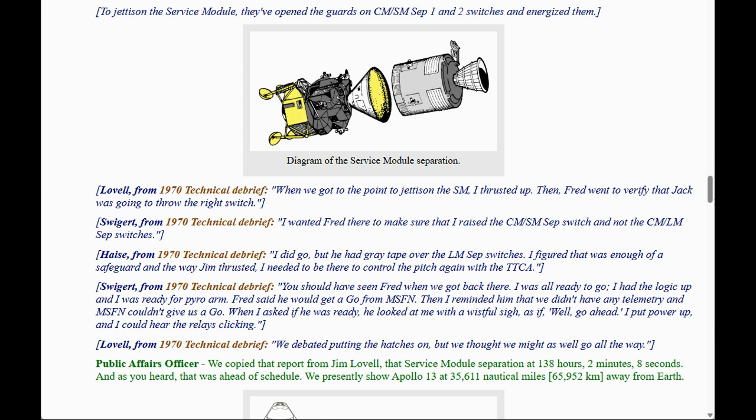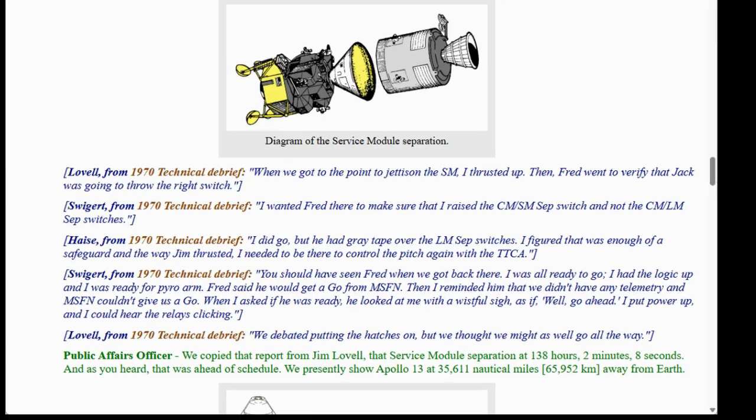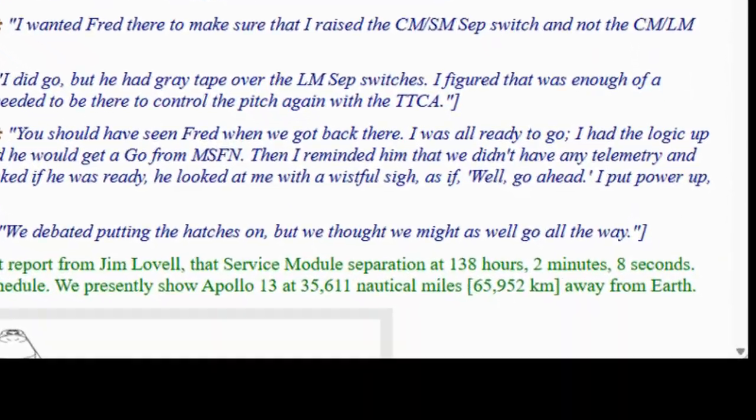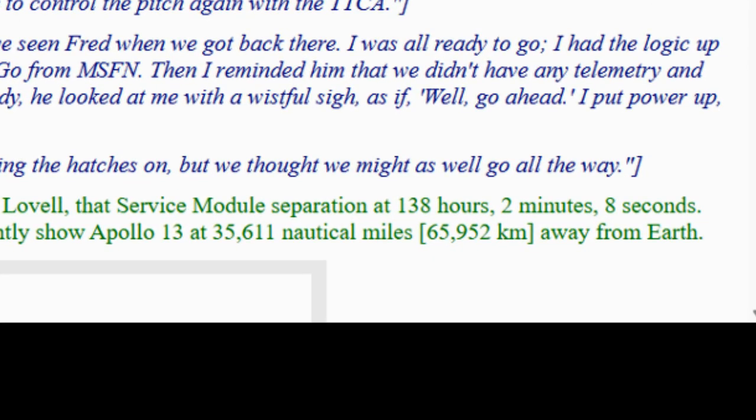But according to the Apollo 13 flight journal, separation took place when the spacecraft was 41,000 road miles from Earth, which means it had to be at least 197,000 miles from the Moon.